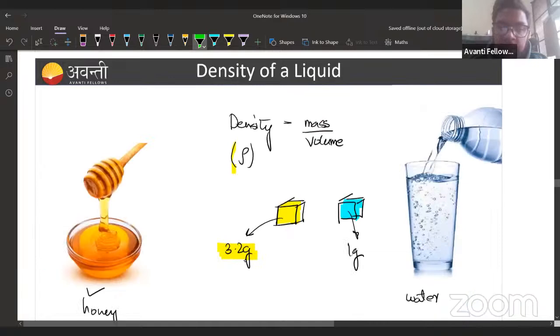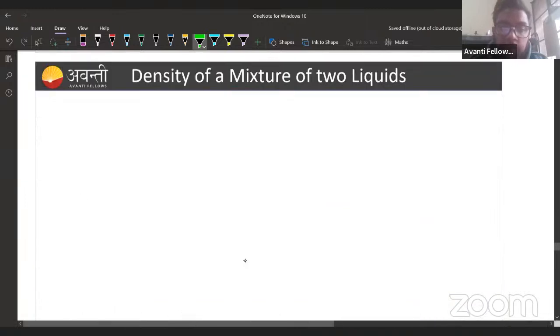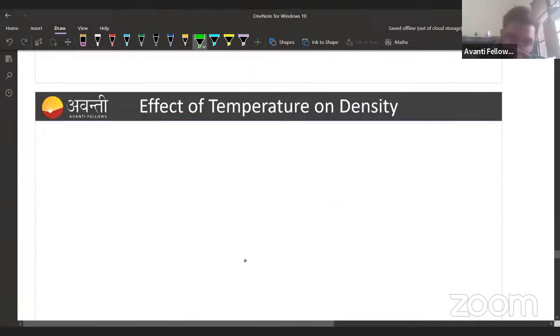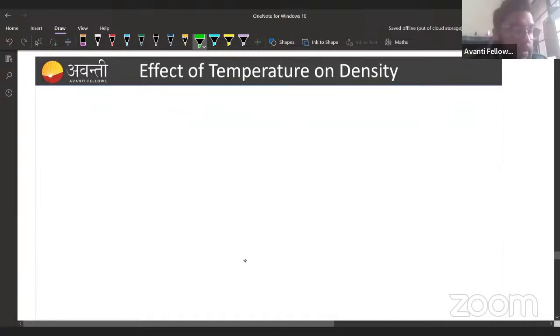Then we saw density, relative density, density of mixtures, etc. Now we are going to see what is the effect of temperature on density. I'm writing it down. Just write it down with me, then I'll explain what I'm saying.